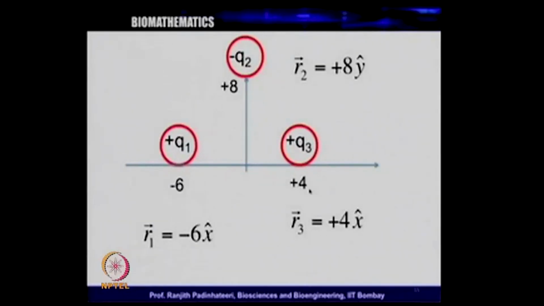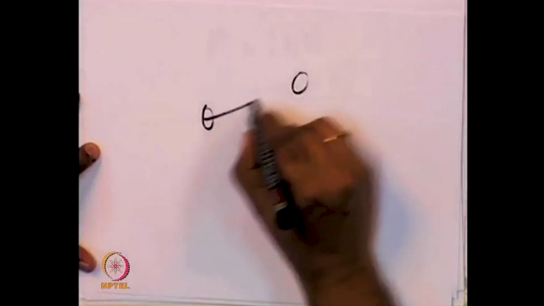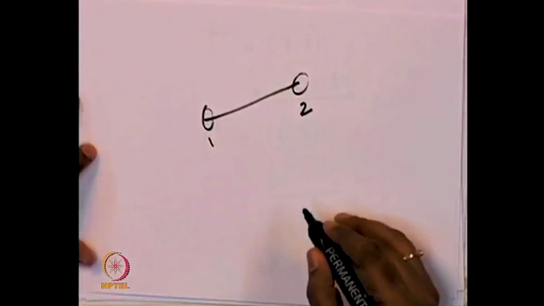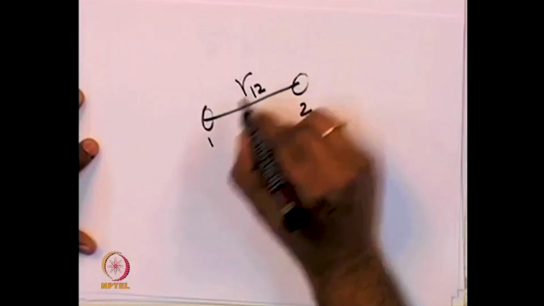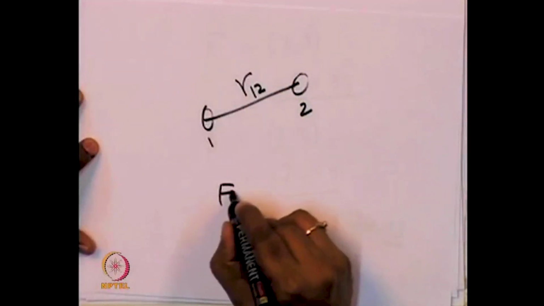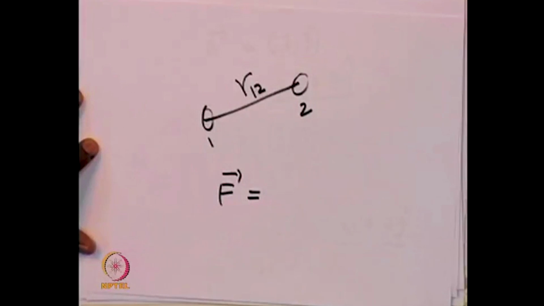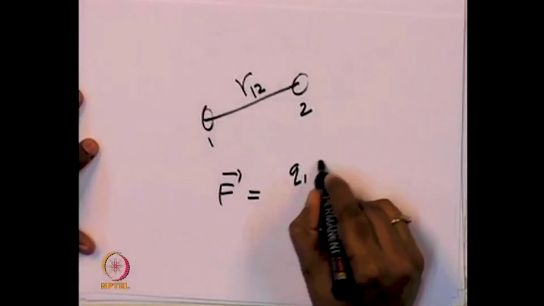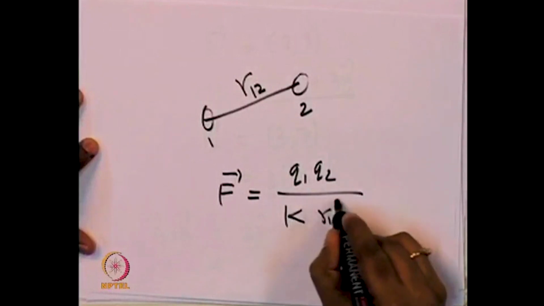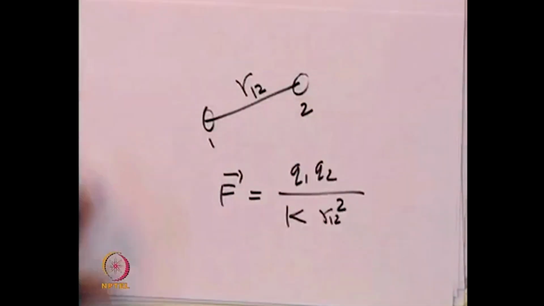Now, we know that we have 2 charges. Have a look here, you have 2 charges, and the force, if this is charge 1 and this is charge 2, and let r12 be the distance between charge 1 and 2, then the force is q1 q2 by k r12 square. So, you have to know what is the distance between the charges.